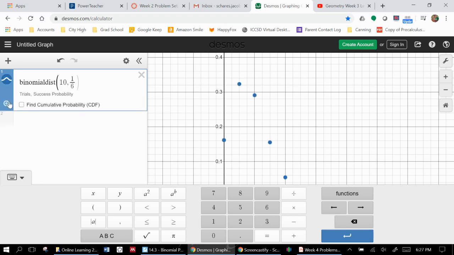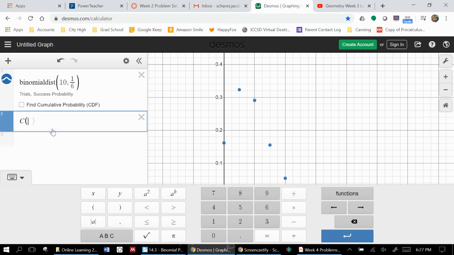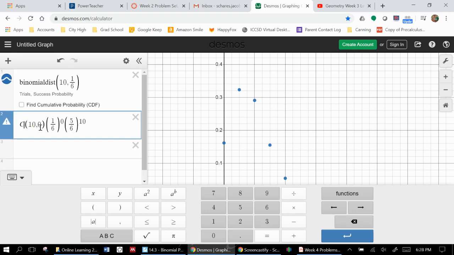And what you're going to see, when I hit this little plus sign, is it's going to zoom automatically to my graph, which shows the probability of each different outcome. So the probability that I get 0 ones is right there. It's 0.1615, 16%. And if I actually went and just typed this in, 10 choose 0 times 1/6 to the 0 times 5/6 to the 10, it says no, you cannot do that.